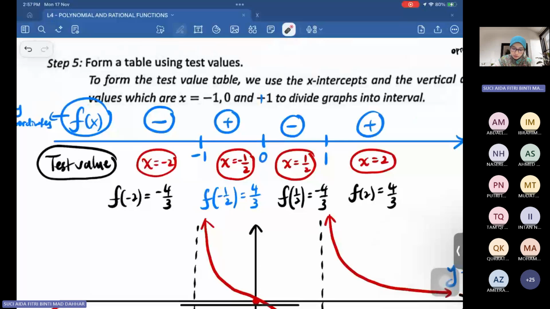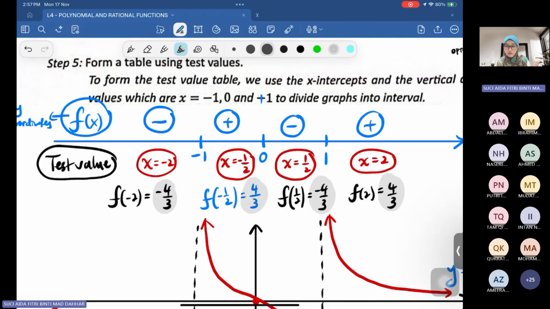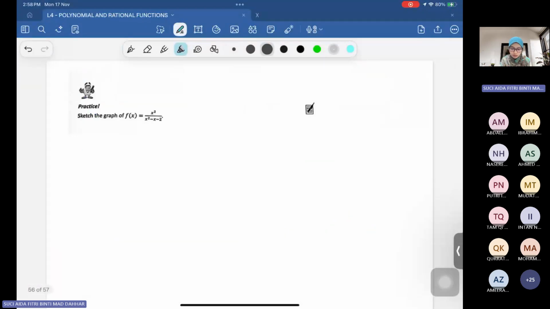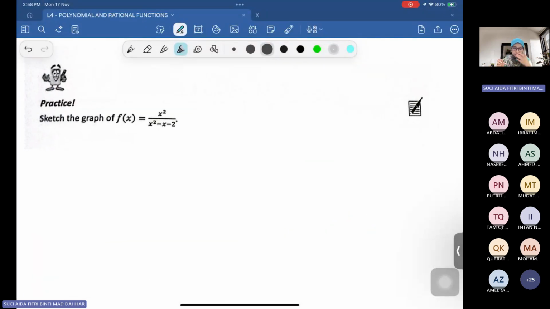Okay, that is to get your y values down here. And I just need the sign, whether they are positive or negative. Is that clear? Okay, let's do one more example. This is also from the book.